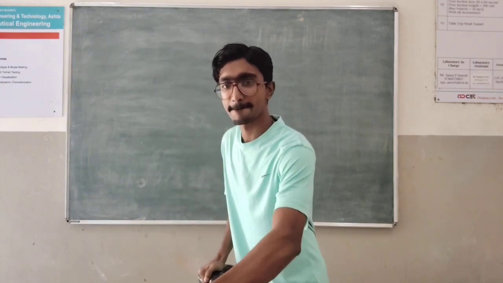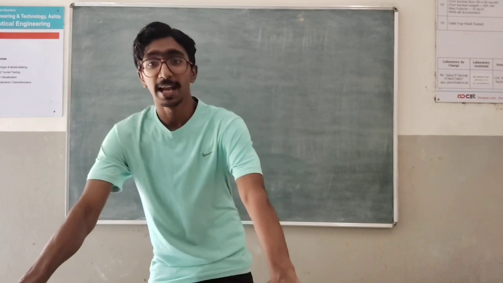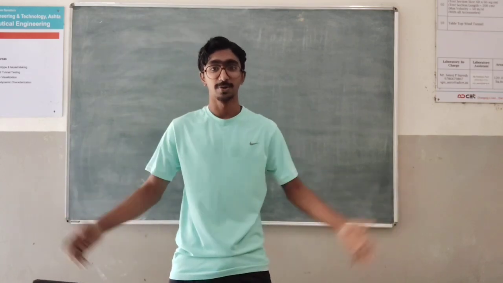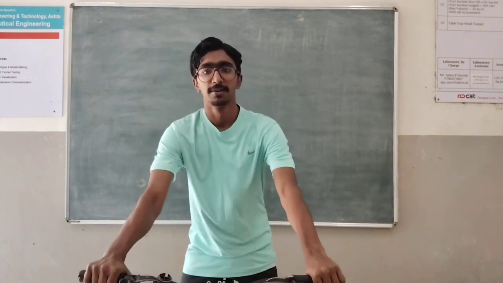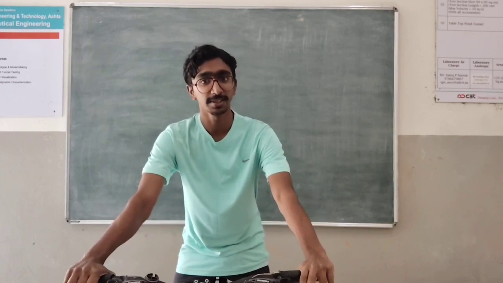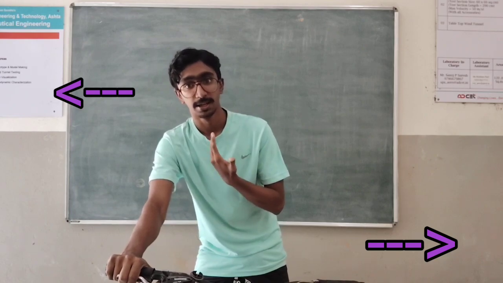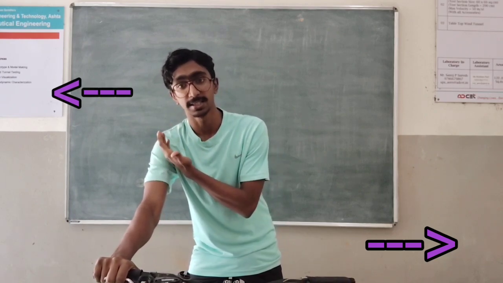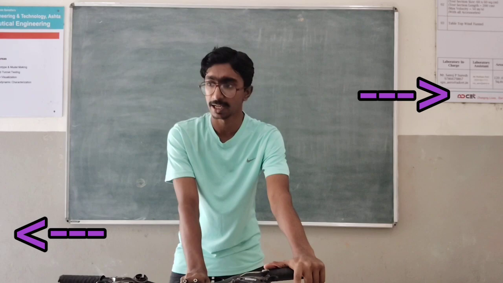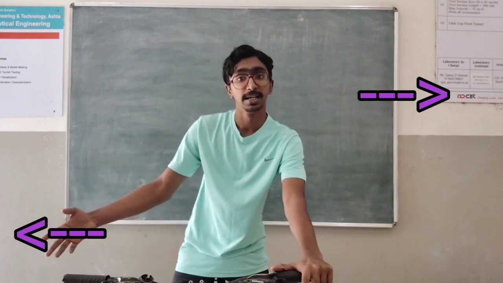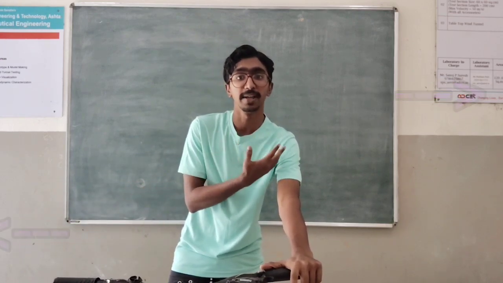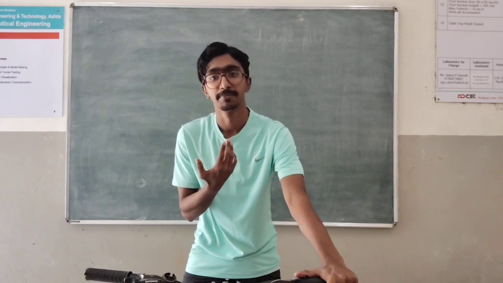So when I am riding a cycle, as you can see, if the cycle moves in the left direction, I will move my body in the right direction such that it maintains its stable position. Vice versa, if the cycle moves in the right direction, I will move my body in the left direction and it will maintain its stable position.